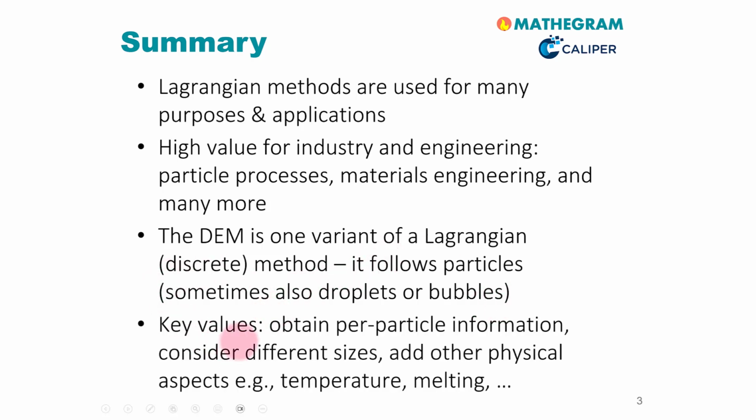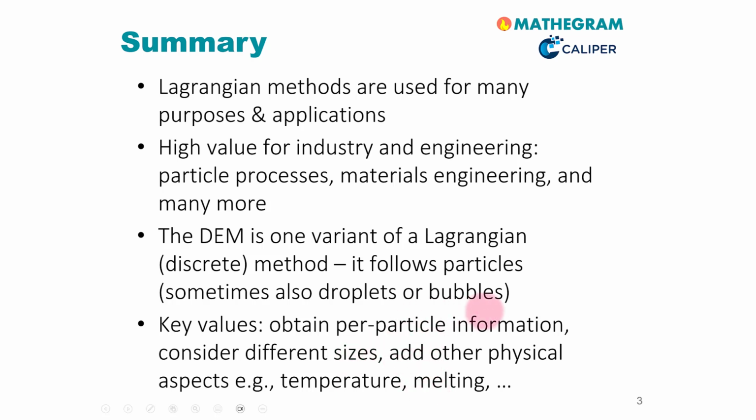The key values of the discrete element method are that you can obtain per particle information. This is very hard to get with experiments or other methods, for example, an Eulerian method. You can consider easily different particle sizes. You will see that this is not so simple if we have extremely different sizes, but in principle it's possible. Again, doing that with an Eulerian method is very different, and also experimental approaches to measure the local particle size, for example, are relatively expensive.